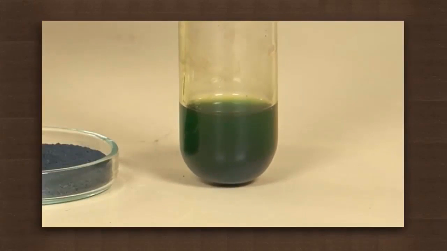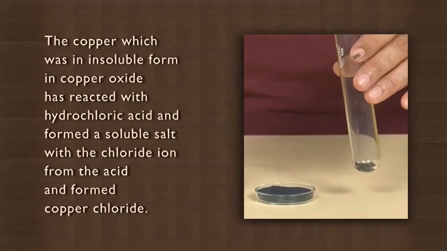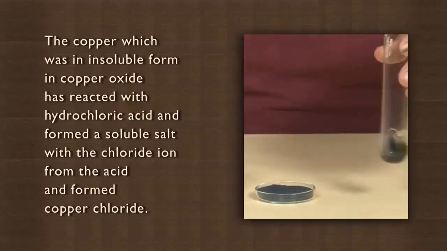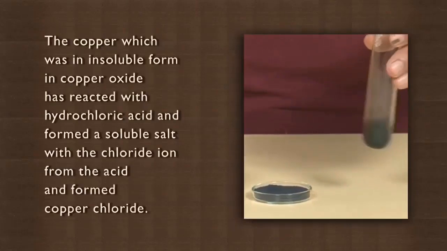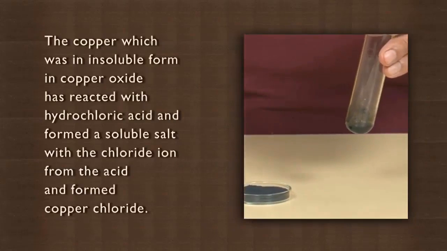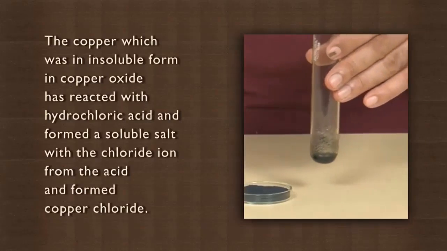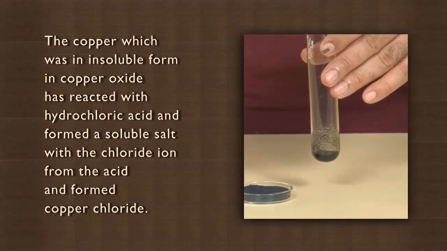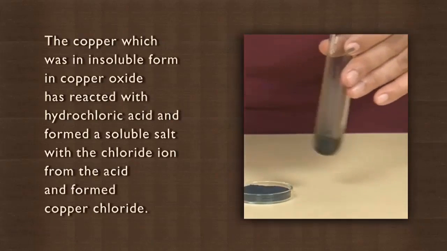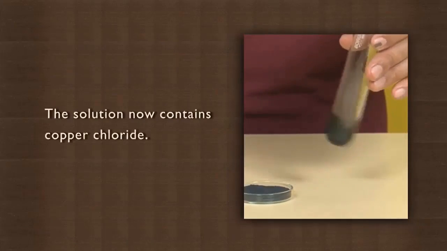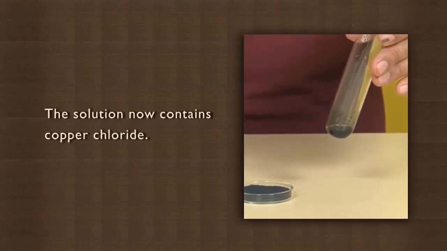Note the color of the solution. What has happened to the copper oxide? You will notice that the copper which was in insoluble form in copper oxide has reacted with hydrochloric acid and formed a soluble salt with the chloride ion from the acid, and formed copper chloride. The solution now contains copper chloride.